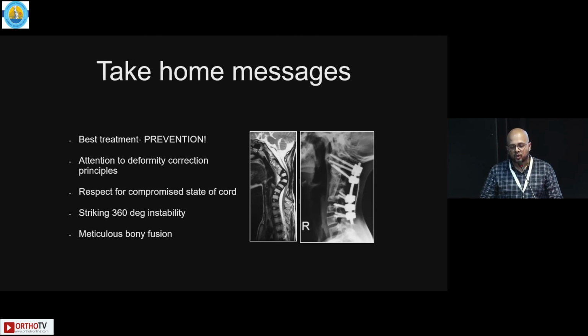So to conclude, the best treatment for any complication is prevention. If you do get a case of post-laminectomy kyphosis, you should pay attention to deformity correction principles. While correcting the deformity, you should have respect because you are dealing with a compromised state of the cord, so you should be careful with the cord handling. You may have to do a front and back procedure to address the 360-degree instability. Regardless of the fixation modalities that you use, pay attention to meticulous bony fusion for a long-lasting result.